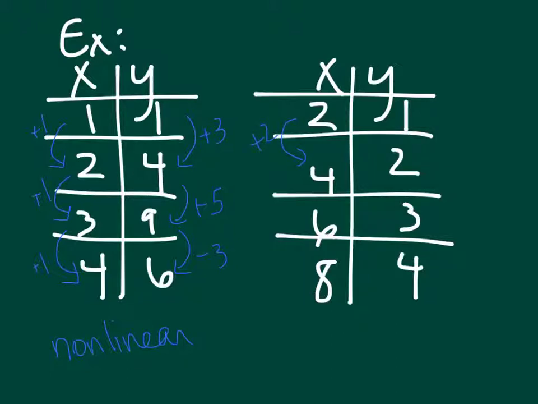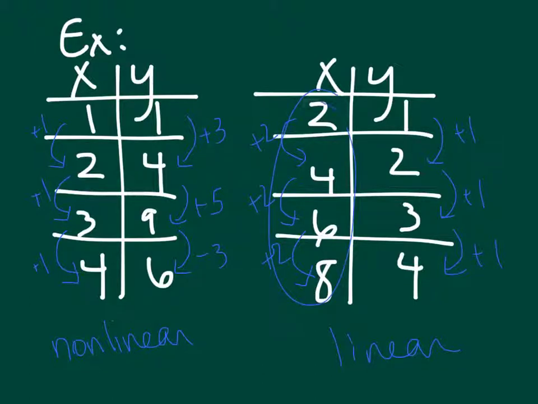All right, let's check here. My x's, I have plus 2, 4 to 6 plus 2, 6 to 8 plus 2, 1 to 2 plus 1, 2 to 3 plus 1, 3 to 4 plus 1. This represents a linear function because when my x's have a pattern, my y's have a constant rate of change.